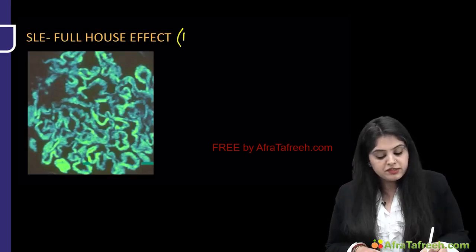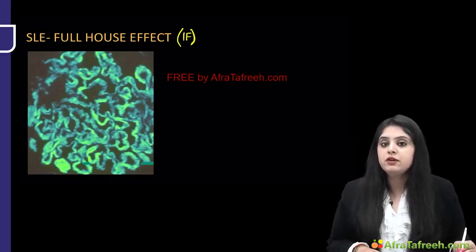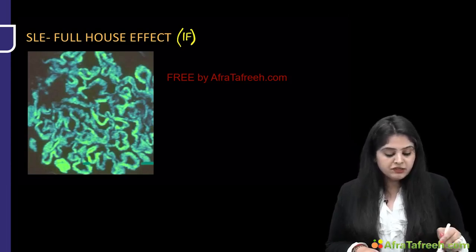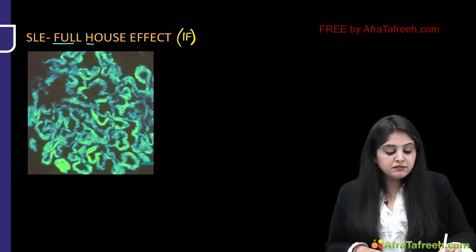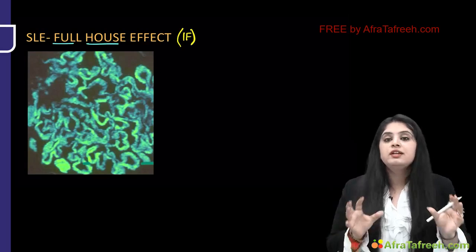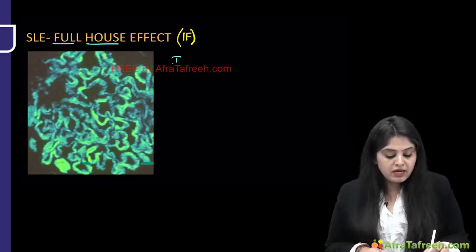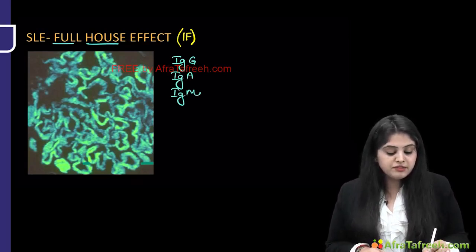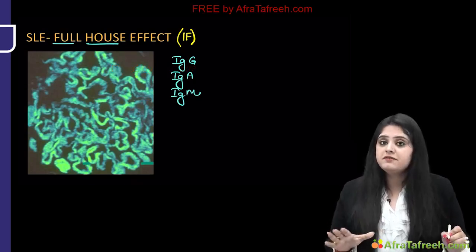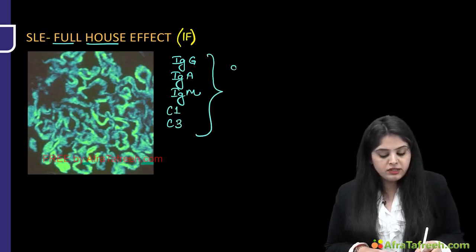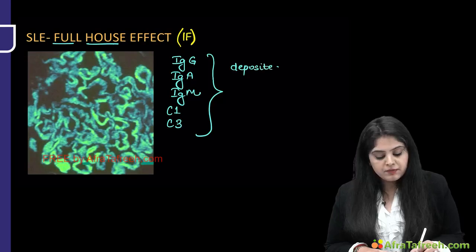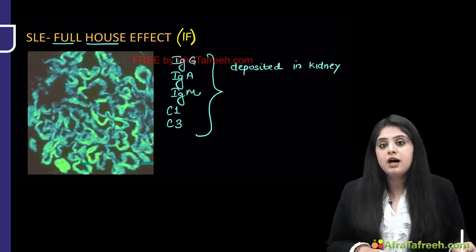Immunofluorescence. Immunofluorescence tends to show you a full house effect. What is the meaning of full house? You will say that obviously it's immunofluorescence, I can see all the green color like we always see. But full house means it's a full house party. Everyone has come and is getting deposited here. So what all antibodies? IgG will come and sit here, IgA will come and sit here, IgM will come and sit here. Not just antibodies. When I say full house party, everyone is invited. C1, C3, complement proteins are also going to get deposited. So all these come and get deposited in the kidney. That is known as the full house effect.